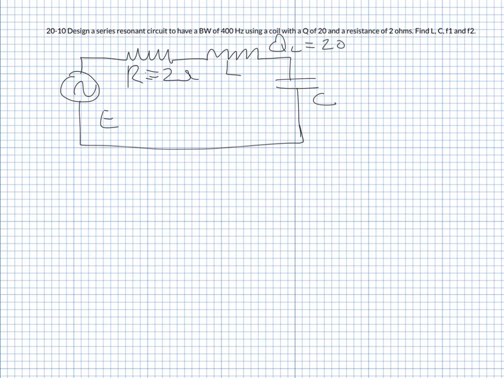First problem I'm going to do is 20-10, and it's a series resonant circuit problem. Take a look at it there. Design a series resonant circuit to have a bandwidth of 400 hertz, using a coil with a Q, and this is Q for the coil, of 20. So that would be Q with a little l there, of 20, and the resistance of 2 ohms.